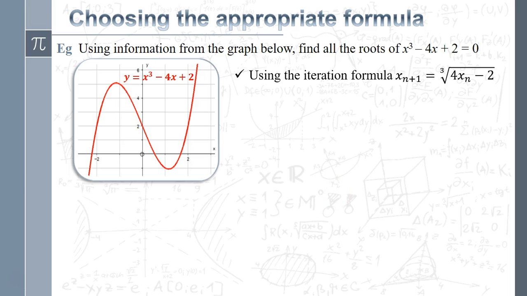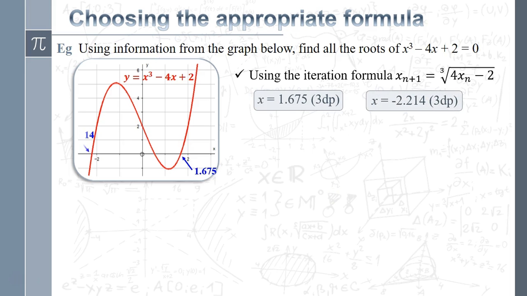Now if you want to do that one, I'm just going to pause the video, because in a second I'm just going to pop the answer on the screen. I'm not going to actually demonstrate the technique again. I think we've probably done plenty of that in the previous video. So what we should get first of all from that one is x equals 1.675, and the other one that we find is x equals minus 2.24.